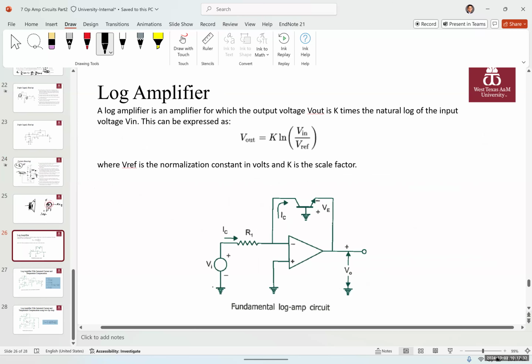We also have, I'm going to quickly go through these other types of amplifiers. One amplifier is a log amplifier. A log amplifier, instead of having a resistor in its feedback, has a transistor. In this amplifier, the output voltage is K times the natural log of the input voltage. And this is the equation: V out is K ln of V in over V reference. And V reference is the normalization constant in volts, and K is the scale factor.